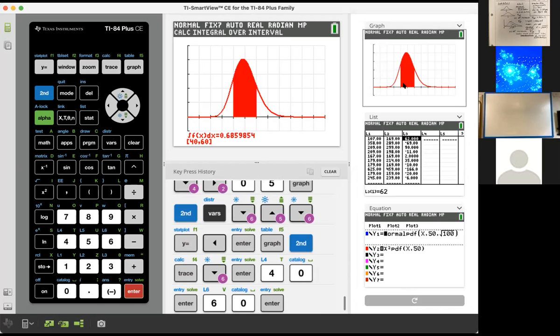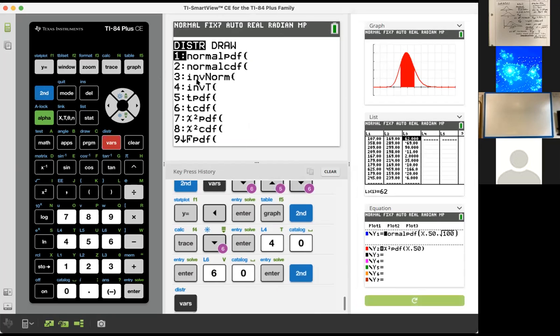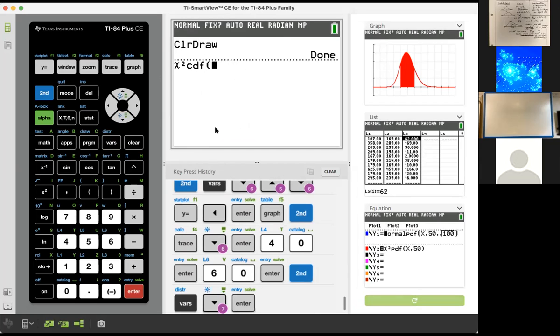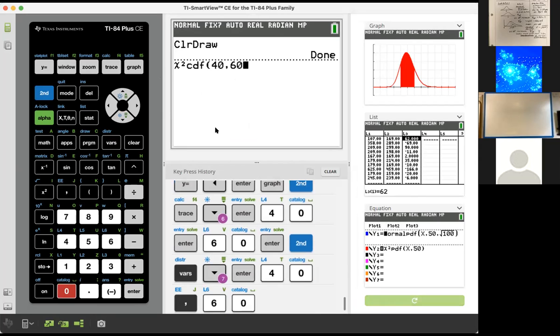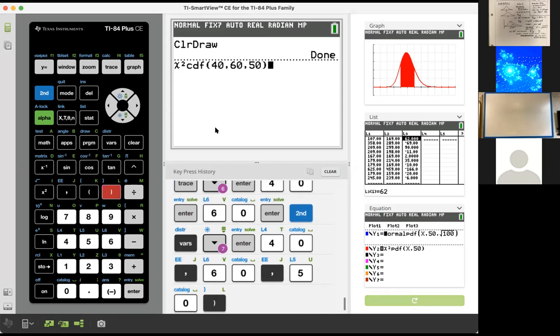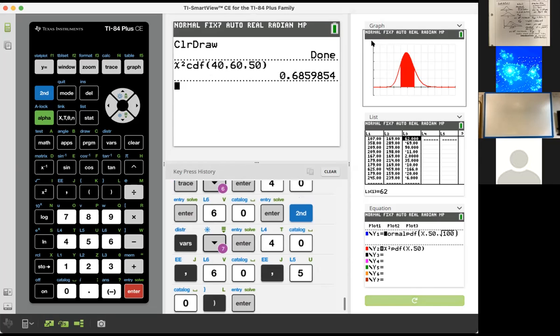Let me throw that graph over here on the right. But I could also use the cumulative distribution function from the distribution menu and say, what's the cumulative distribution under the chi-squared distribution from 40 to 60, and degrees of freedom is 50. Use that just like you use the T cumulative distribution function. 0.6859, rounded off to four decimal places, 0.6860. So you can see that on this graph, or you can see it using the cumulative distribution function here.